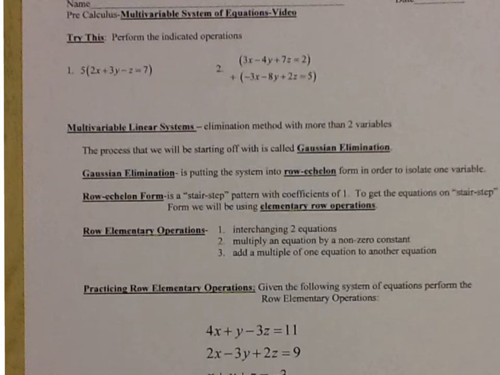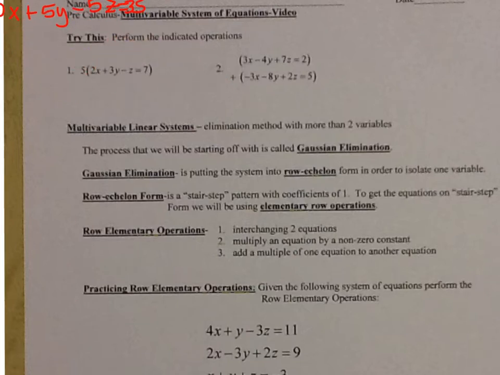Okay, so today what we're going to be working on is the multi-system of equations. So I'd like you to put me on pause and do the try this and come back and check your answers. Okay, so for the first one it says to multiply the equation by 5. So we get 10x plus 15y minus 5z equals 35.